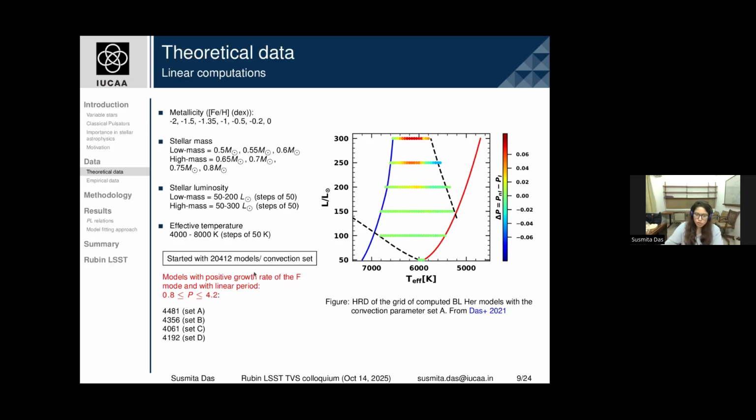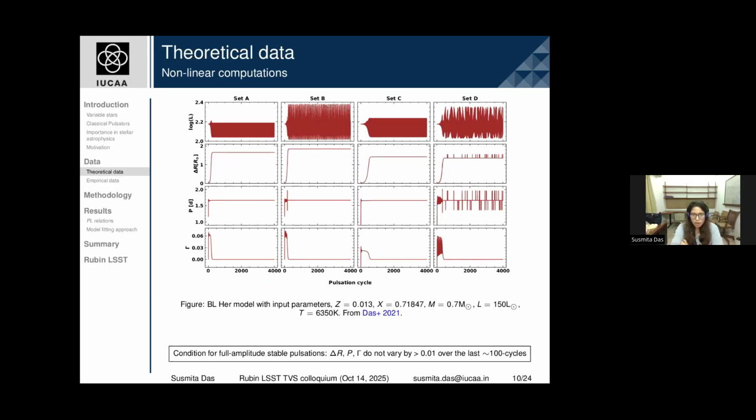So as soon as we use all of these conditions and cuts, we are left with some 4,000 models per convection set, which is a huge cut from what we initially started with. So for all of these 4,000 models, we run nonlinear computations. So they are full integrations over nonlinear computations. Okay, so now we have completed all of the runs. But before we accept one particular model for further analysis, we have to make sure that they satisfy certain conditions.